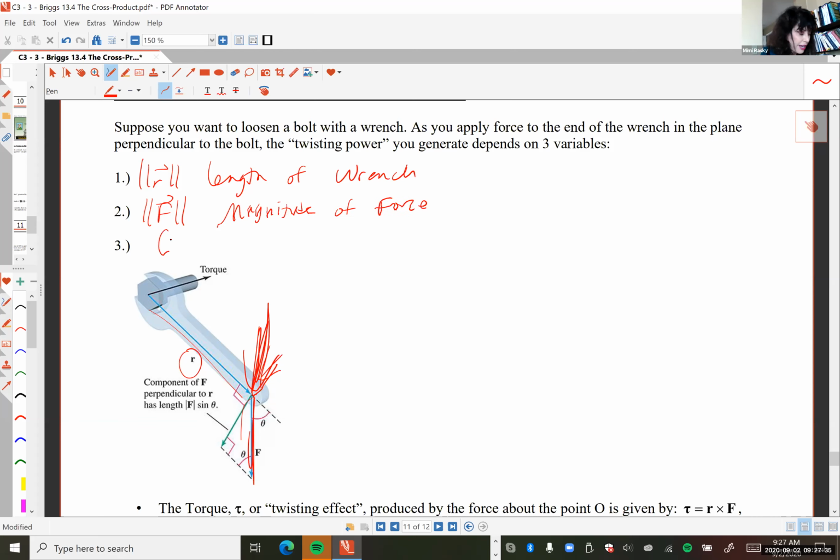And then theta is the angle that the force you're applying makes with the wrench, or makes with the R vector, if you will. So this is the angle that F makes with the wrench. Okay.